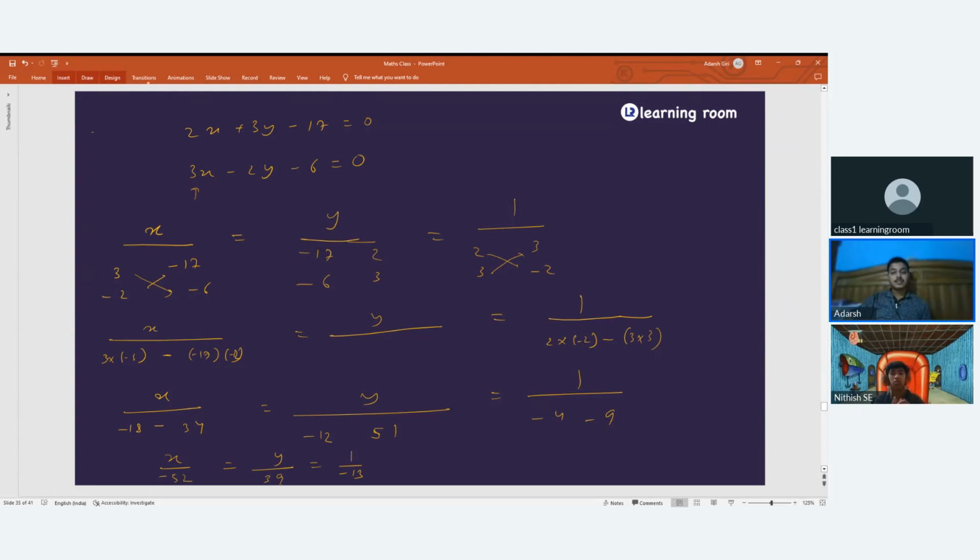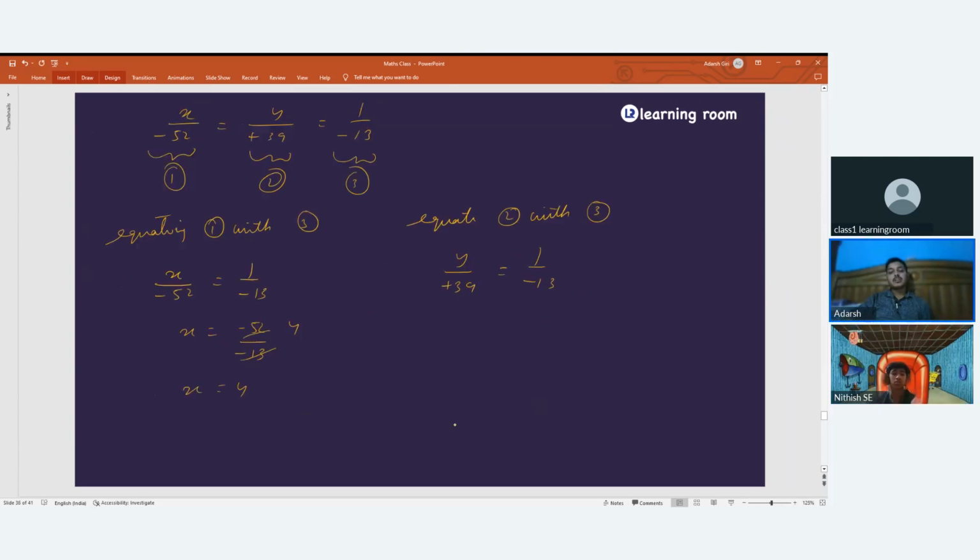So it will be minus 17 times 3 minus 2 into minus 6. So it will be minus 51 plus 12. So it will be minus 39. So y is equal to minus 39 by minus 13. That will give you the value of 3.